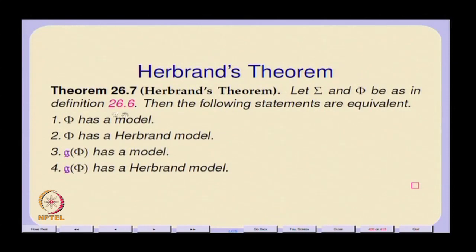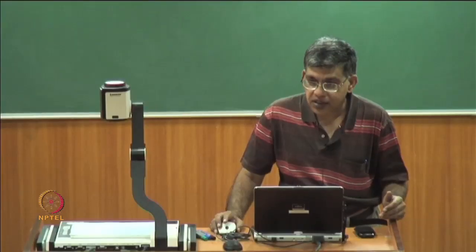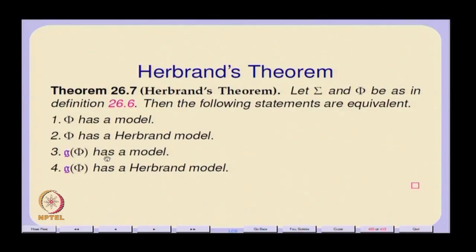So, let us try it, and what we are essentially saying is that all these statements are equivalent, which means essentially your quest for models comes down to just checking whether G of phi has a Herbrand model, right. And so, we have to prove all these. There are 4 statements which are meant to be equivalent, but you can see that if phi has a Herbrand model, then it definitely has a model, right. So, that is okay. Similarly, if G of phi has a Herbrand model, then G of phi definitely has a model, right. So, 2 of these implications are obvious.